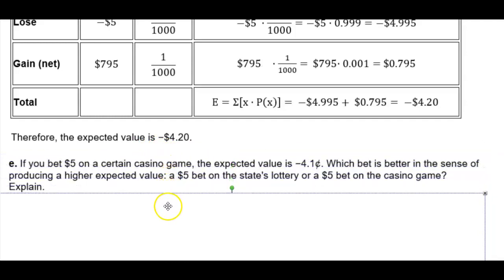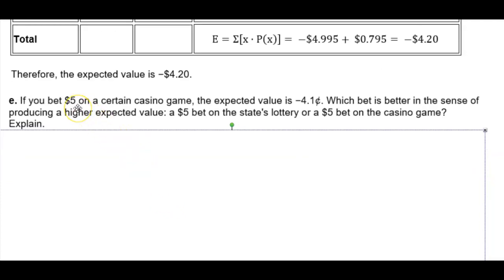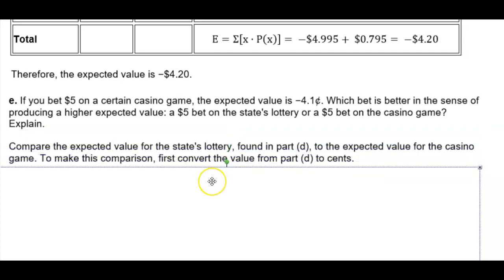Now for part E, it says if you bet $5 on a certain casino game, and the expected value is negative 4.1 cents, which bet is better in the sense of producing a higher expected value? A $5 bet in the state's lottery or a $5 bet on the casino game? And explain. Well, we're going to compare the expected value for the state's lottery, which was found in Part D, to the expected value for the casino game, which is what was given in Part E.